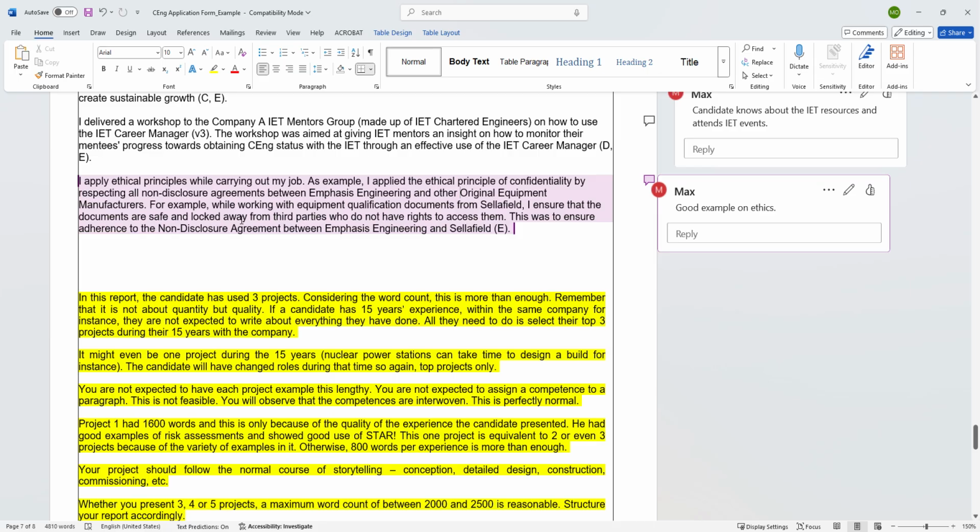So this is a project in a nutshell. I've provided this as an example. Take your time to read through the examples. If you've got questions, contact us. We can actually help you with your report.